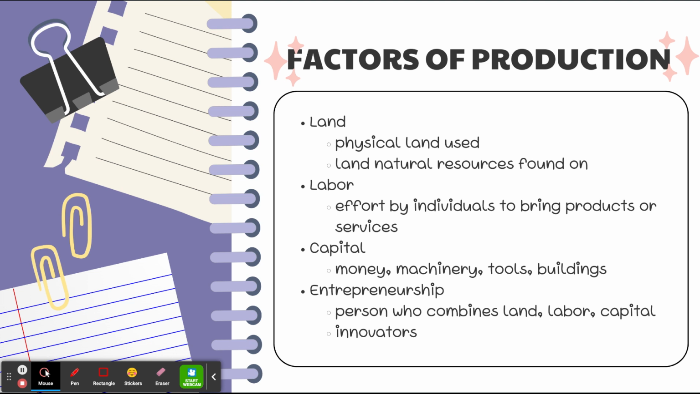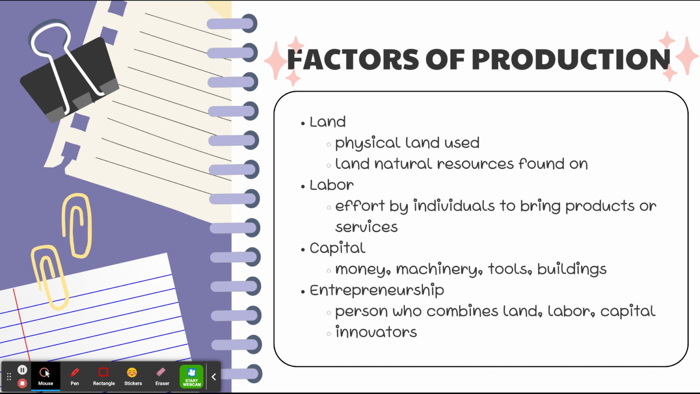It can include the physical land used, such as agricultural land, if you're looking at the farming industry where people are growing crops and those crops are being sold. It can also be commercial real estate. For example, a factory, a restaurant, or a hair salon, something that is physically located in one location, is also an aspect of land.